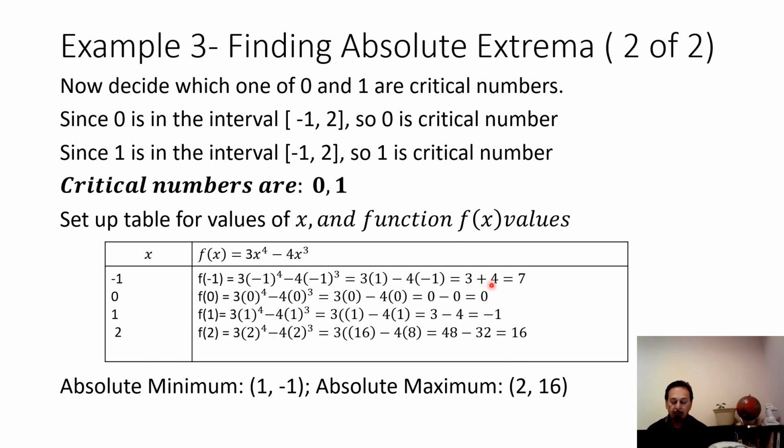Okay, and now we look for the smallest value. Well, negative 1 is smallest, and we got this when x is 1. So we can write absolute minimum: the x value is 1 and the y value is negative 1. Now the largest value is 16, and this is when x is 2. So the absolute maximum is at (2, 16).